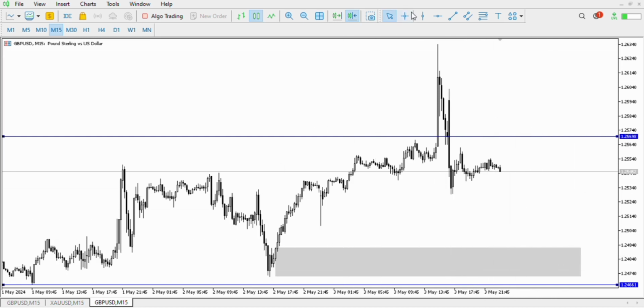I want you to understand one thing, is that this low at 1.24661 is the same low on the 15 minutes time frame, the 1-hour time frame, and the 4-hour time frame, meaning that if price trades below this low, automatically we have a downtrend in the 15 minutes time frame, 1-hour time frame, and the 4-hour time frame.